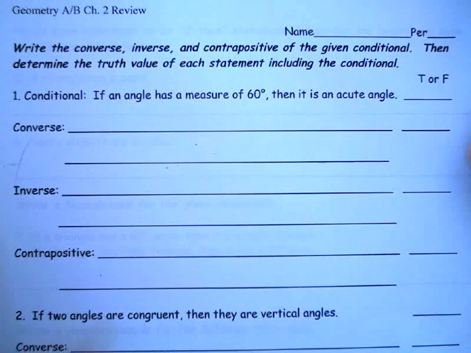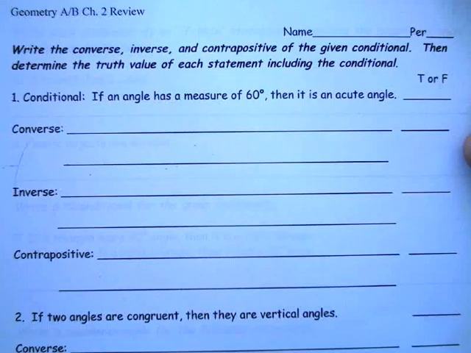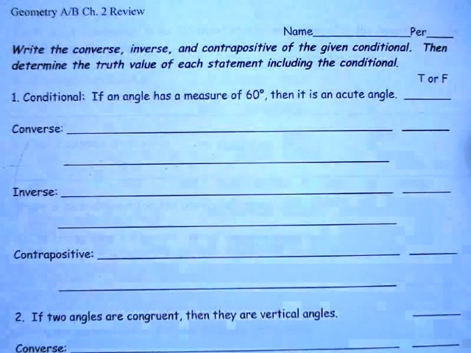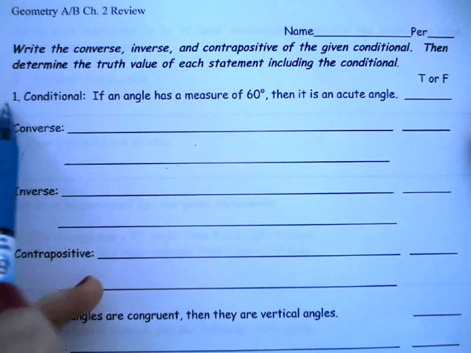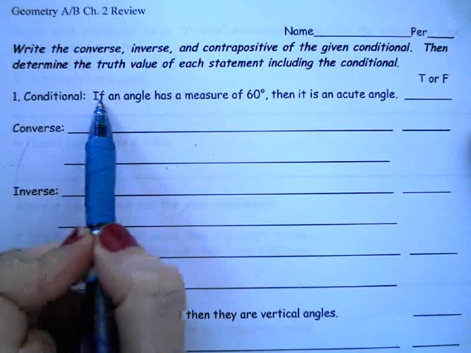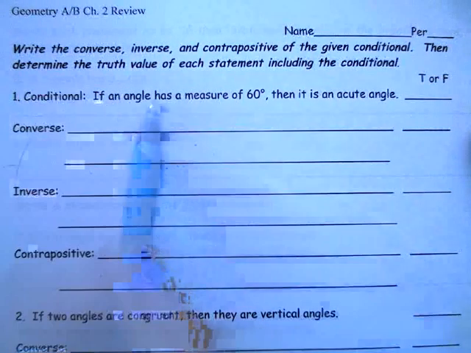Hey guys, I am here to work out the odds to the Chapter 2 review for Geometry AB. We're going to start with problem number 1. The original conditional statement is if an angle has a measure of 60 degrees, then it is an acute angle.